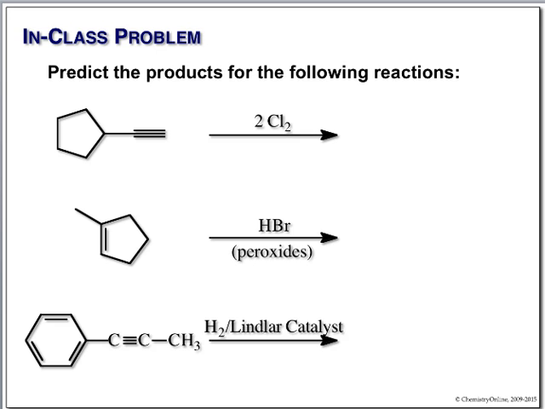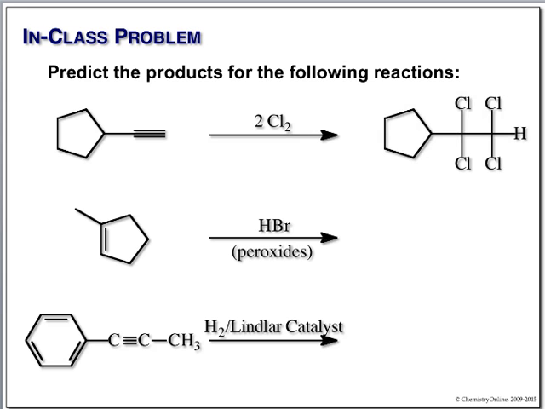Our first one, we're adding chlorine. It's a triple bond, so we're going to add it twice. If it was an alkene, we would get a trans dichloride. Here we will get a tetrachloride, and it will look like that. Far too many chlorines.